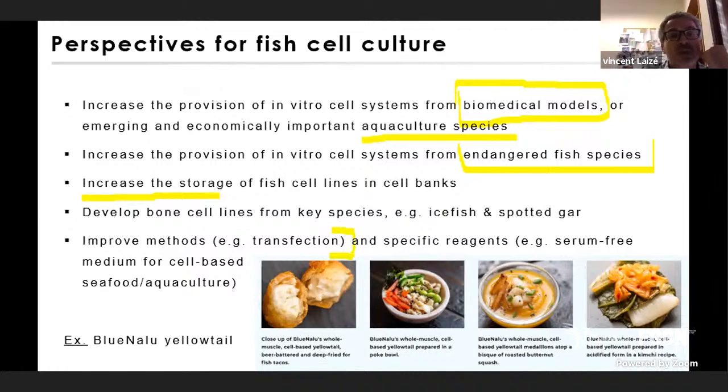application. And here I put an example of this company, Brunalu, that has successfully developed serum-free medium to grow the cells from, I think here it's the yellowtail, an amberjack. Okay, but this is one species, one company. There is a huge effort that should be done to optimize this serum-free medium for other fish species if we want to develop this cell-based seafood aquaculture more in the future.